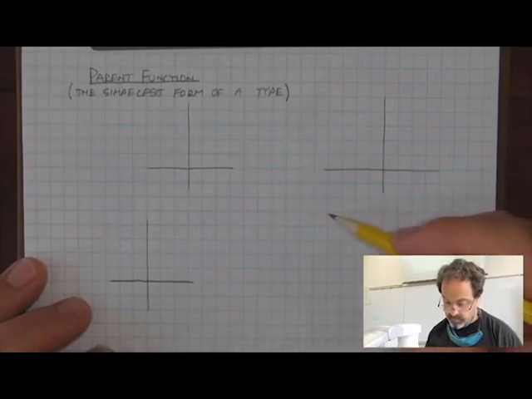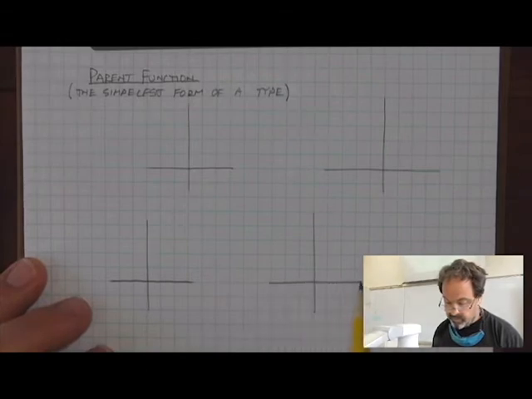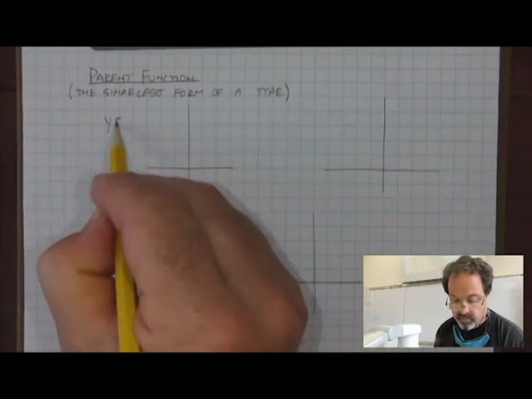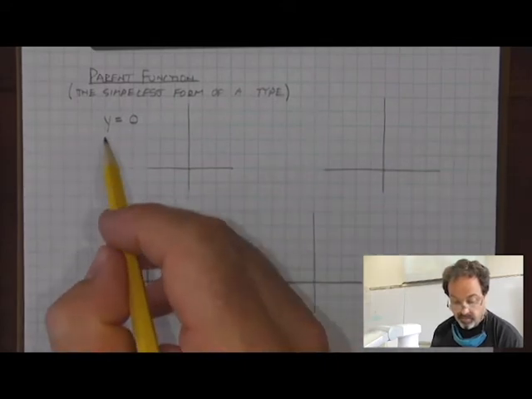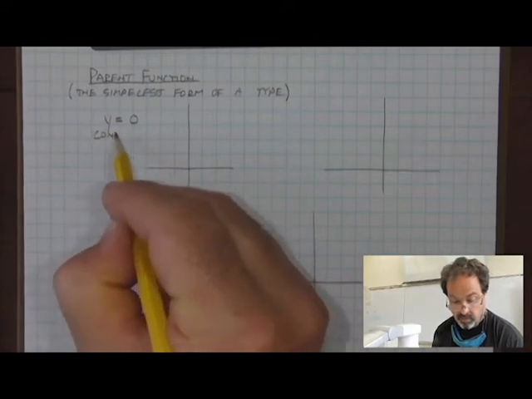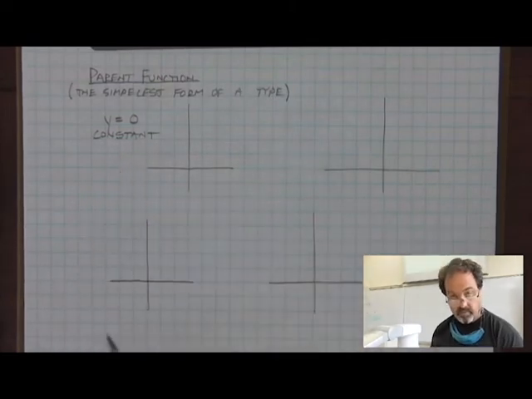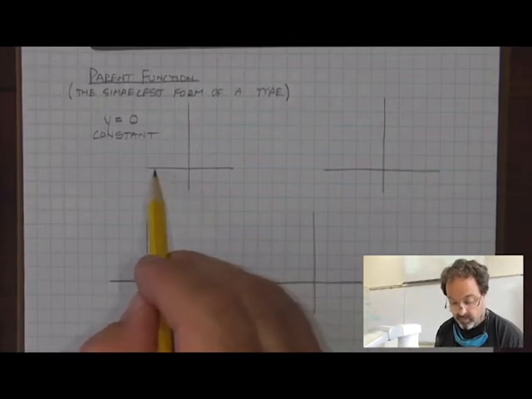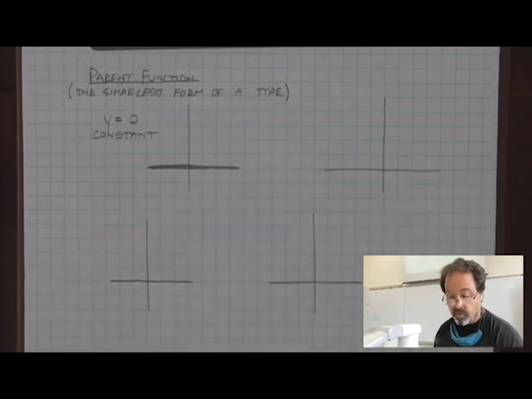Here I've got four sets of axes to prepare for my parent functions. The first one is a very simple equation. Y is equal to 0. This is an equation we call a constant. It is the simplest constant equation that we could have. And the graph is the graph of a line whose values are constantly 0.